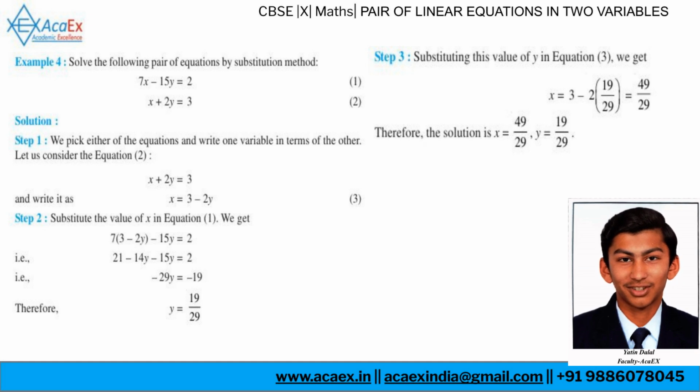Example 4. Substitution method. Let's solve 7x minus 15y equals 2 and x plus 2y equals 3. From the second equation, we get x equals 3 minus 2y. Substitute this into the first equation. 7 times (3 minus 2y) minus 15y equals 2. Solving this gives negative 29y equals negative 19, so y equals 19 divided by 29. Substituting the value of y back, we find that x equals 49 divided by 29. The solution is x equals 49 divided by 29 and y equals 19 divided by 29.